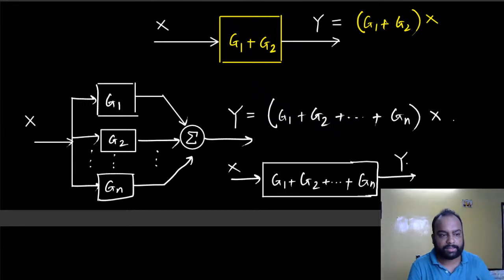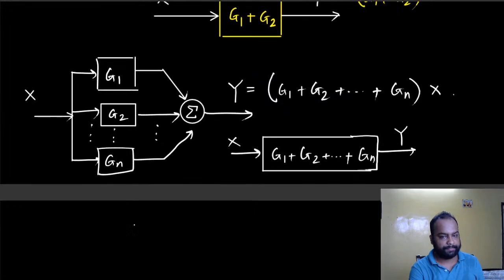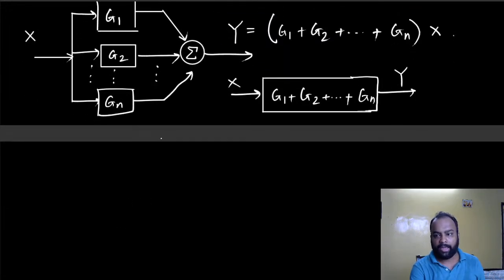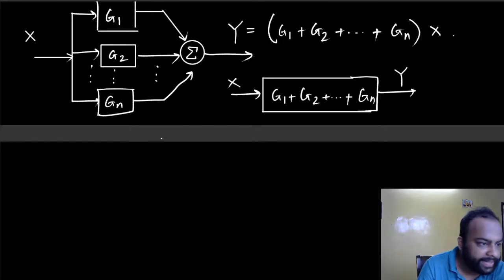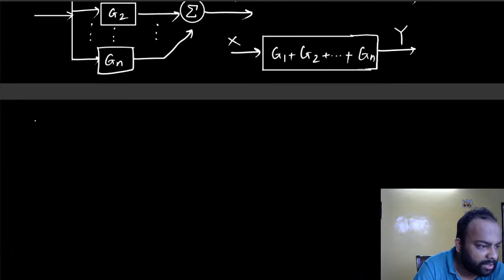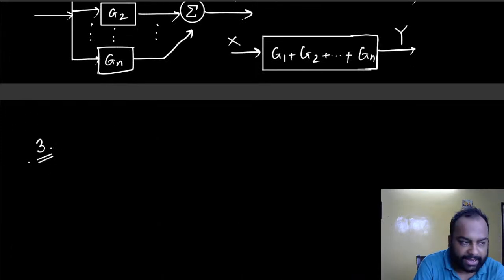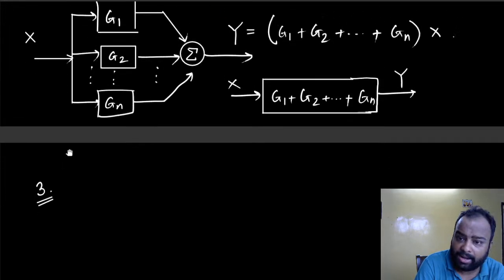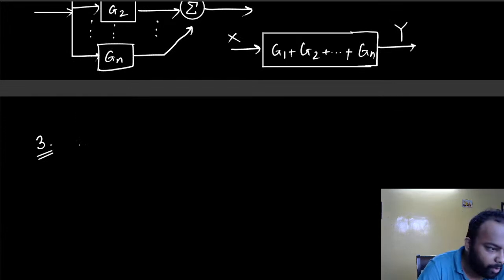All right, so that's pretty simple, I think. Again, if you have any difficulty, try to tell me. With that said, let's move on to the third possible configuration that we could have. So we discussed our cascade configuration, right? We discussed our parallel configuration, and the third one is the most important one here. It's the feedback configuration.